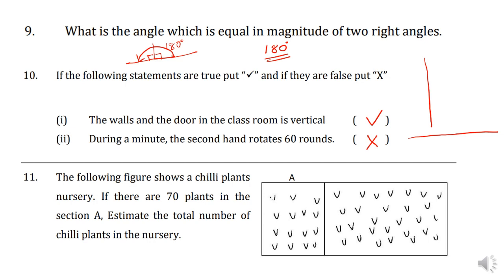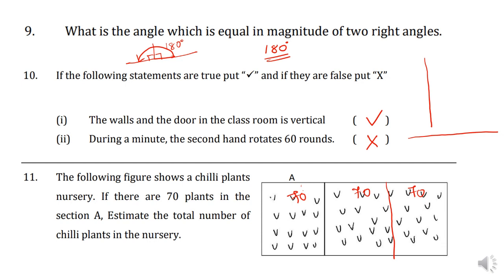The following figure shows a chili plant nursery. If there are 70 plants in section A, estimate the total number of chili plants in the nursery. This is a chili plants nursery, right? If there are 70 plants in A, in this one there are 70 plants, right? And estimate the total number of chili plants in the nursery. So if we take 70, there are 2 times of 70. Actually here we don't have to count exactly. We have to estimate. Therefore, this should be another 70 and this should be another 70, right?